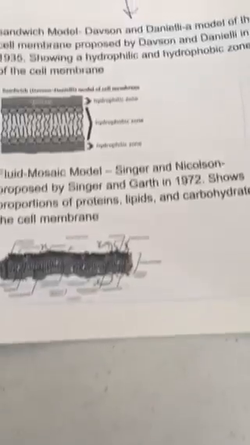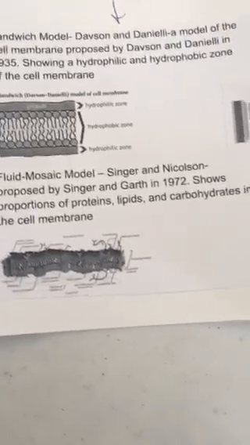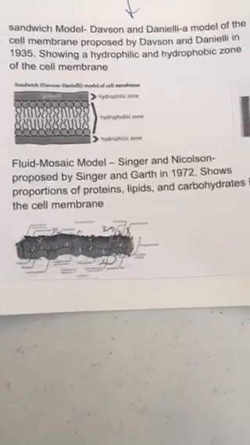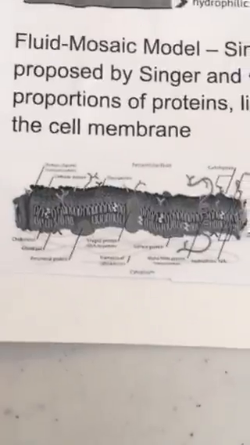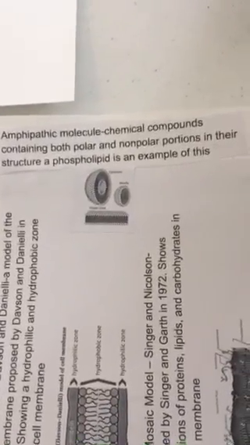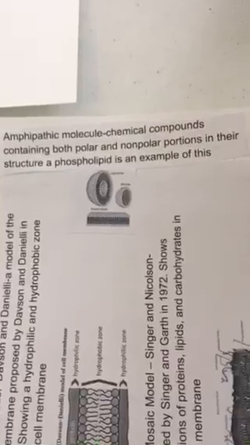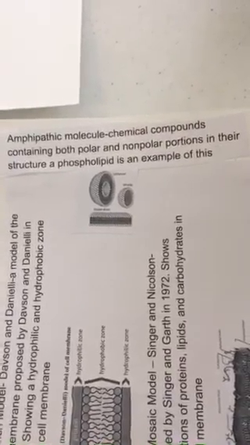Then, in 1972, the fluid mosaic model was proposed by Singer and Nicolson, which shows proportions of proteins, lipids, and carbohydrates in the cell membrane. So kind of a little more information discovered about the phospholipid bilayer. And this is an amphipathic molecule, chemical compounds containing both polar and nonpolar portions in their structure. A phospholipid is an example of this.